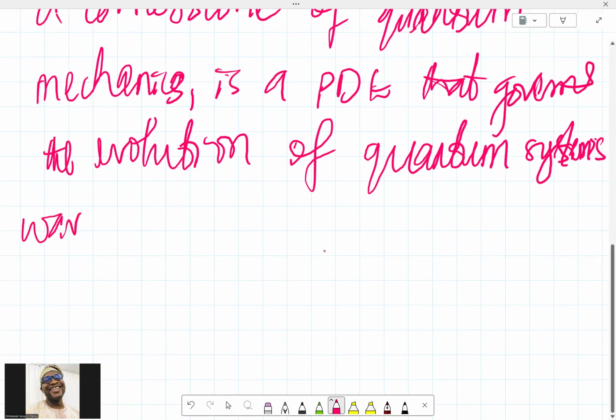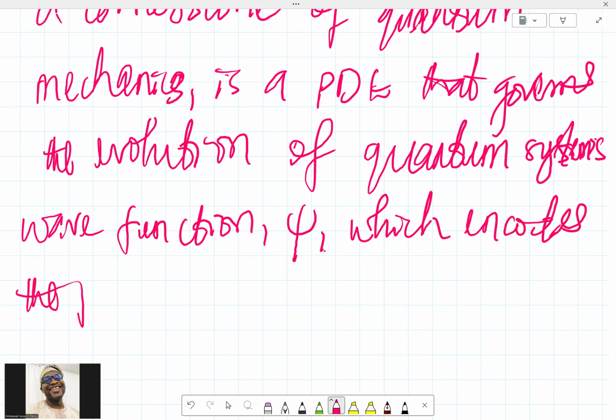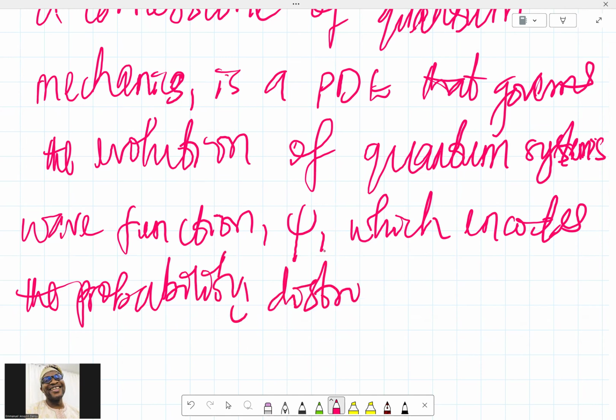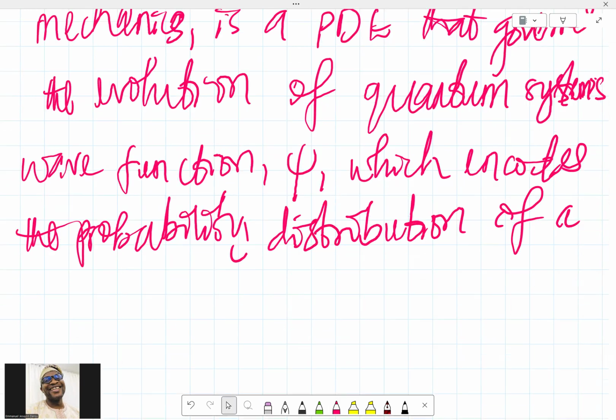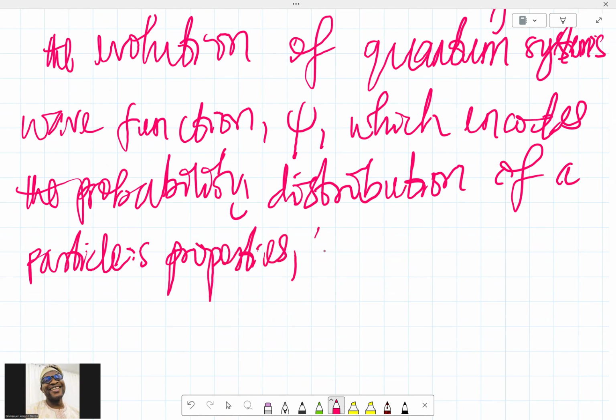The wave function psi, which encodes the probability distribution of a particle's properties, like position or momentum.